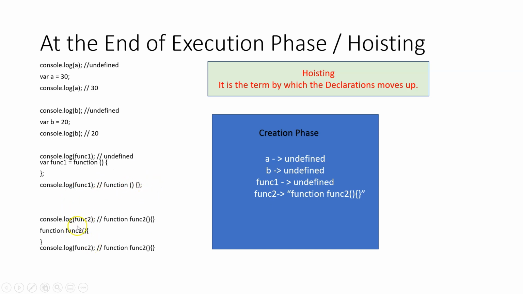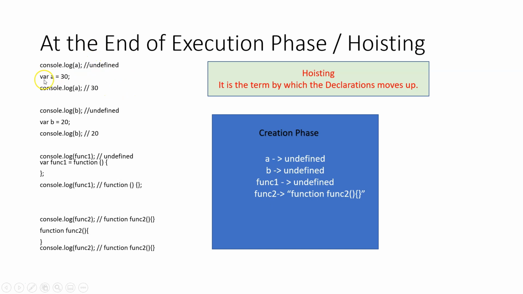func2, since it is a whole function style, is created as the whole function, so both before and after it will be the same func2, because in the creation phase itself func2 got allocated. So when you try to print it in the line before, you will be able to get this func2 printed. Okay. The other thing I want to tell you is, this is what they call hoisting.